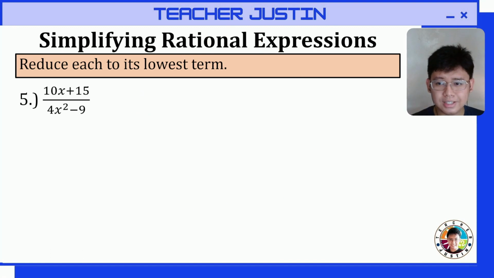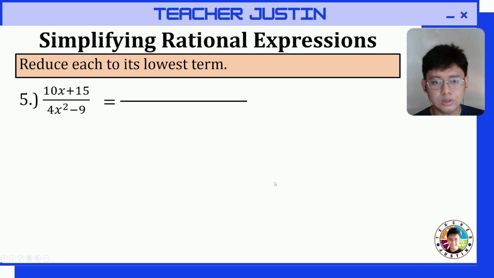So, let's simplify this rational expression. So, we have 10x plus 15 all over 4x squared minus 9. So, ang first step natin pag magsisimplify tayo ng rational expressions is for us to factor our numerator and our denominator. So, let's start factoring our numerator. So, yung numerator natin can be factored using common monomial factoring kasi meron silang common factor na 5. So, yung common factor nila 5, yung other factor na matitira will be 2x plus 3.